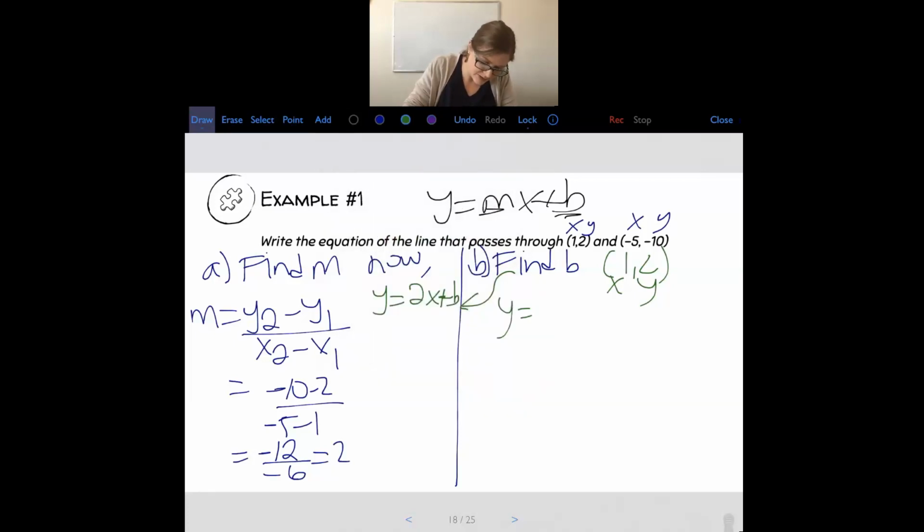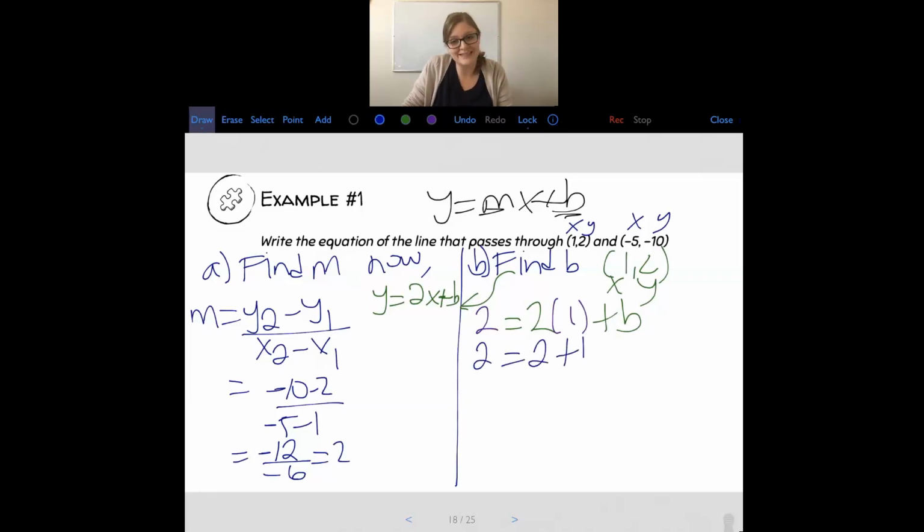So y is 2, and this is equal to 2, and x is 1. And then we're solving for b. Okay? So it's just like if we were being asked to solve for x in a linear equation or some other variable. Okay, so in this case, we have 2 is equal to 2 times 1 is 2 plus b. You might see it already. 2 plus some number equals 2, or you could subtract 2 from both sides to get b equals 0.